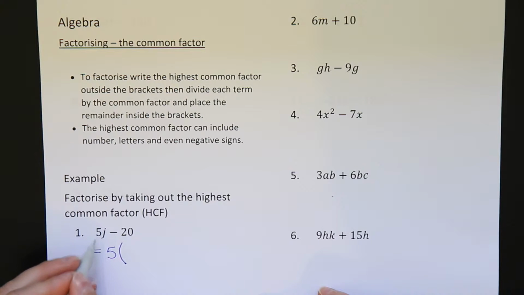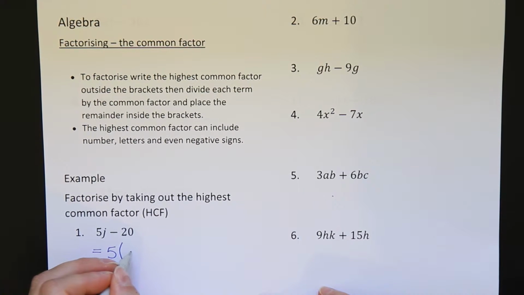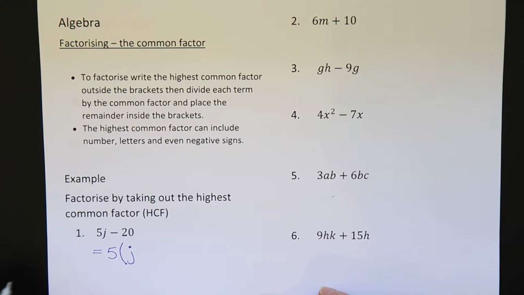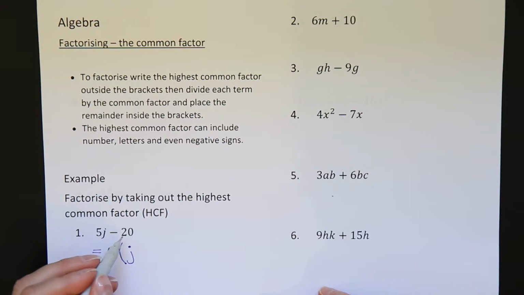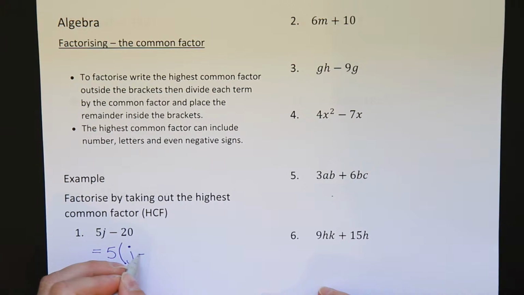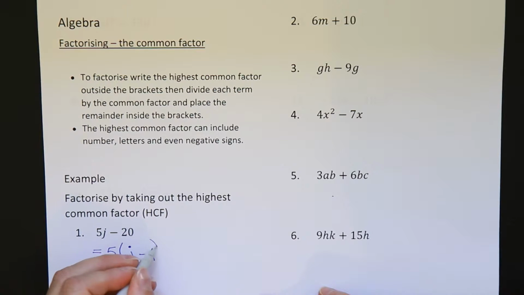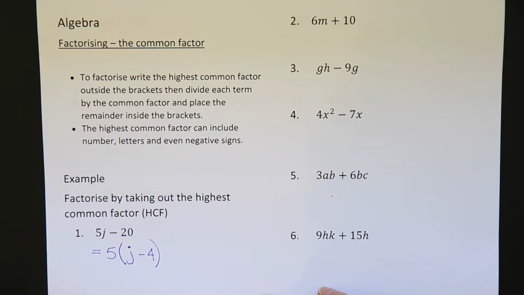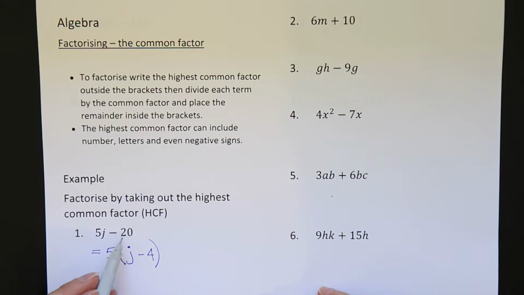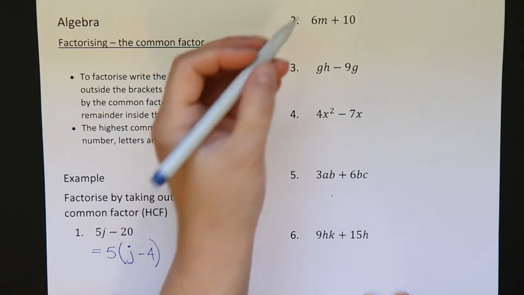5j divided by the 5 would basically take the 5 out and I would just have a j left. Take the second term, 20 divided by 5 would give me a 4. Close your bracket and there it is. I have factorized. You can always check to see if you've got it right by expanding it back out in your head to see if you get your original question that you started with. 5 times j is 5j. 5 times negative 4 is negative 20. It works.